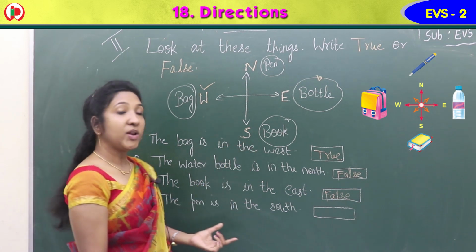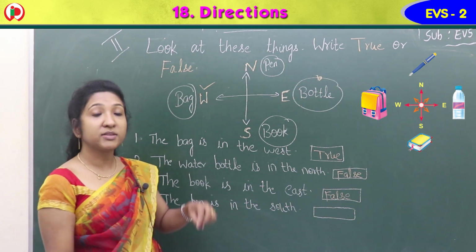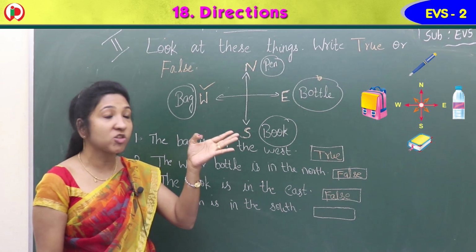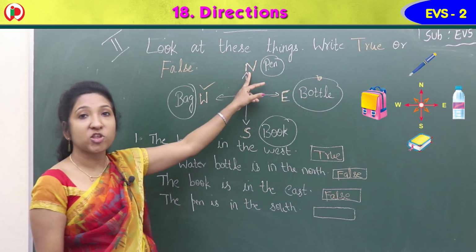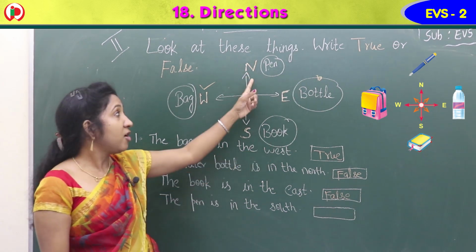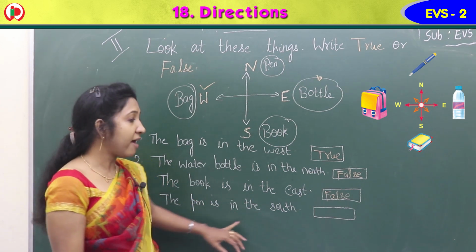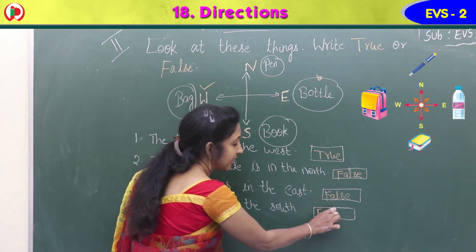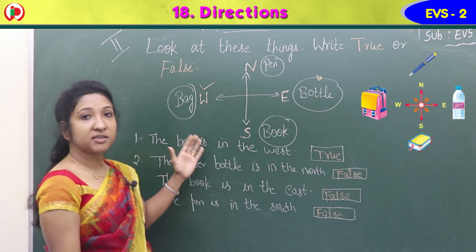Yes. Now last question. The pen is in the south. Now children, see the image. Where is the pen? In which direction can you see it? Pen is in the north direction, N, isn't it? Not in the south. South is book. So the pen is in the south is wrong. So you have to write again false. F-A-L-S-E, false.